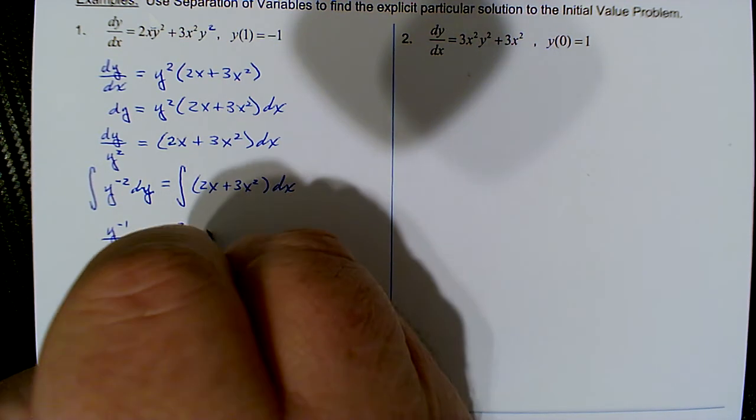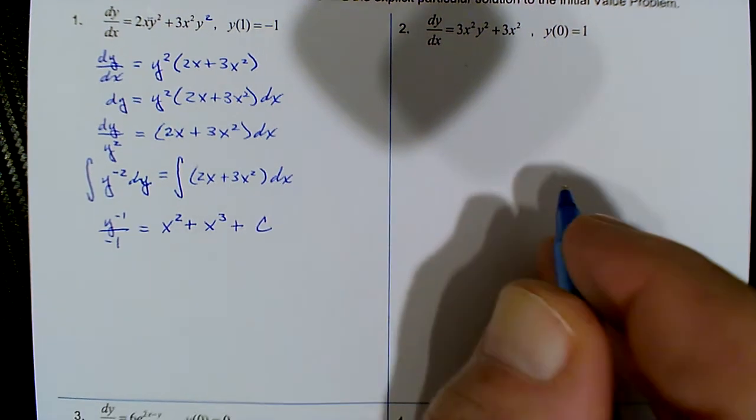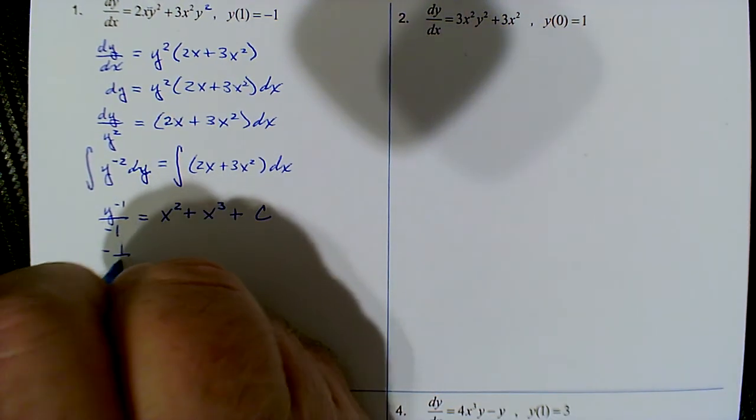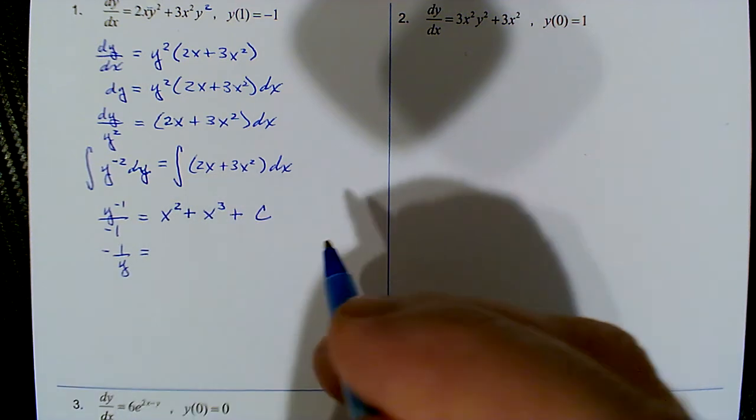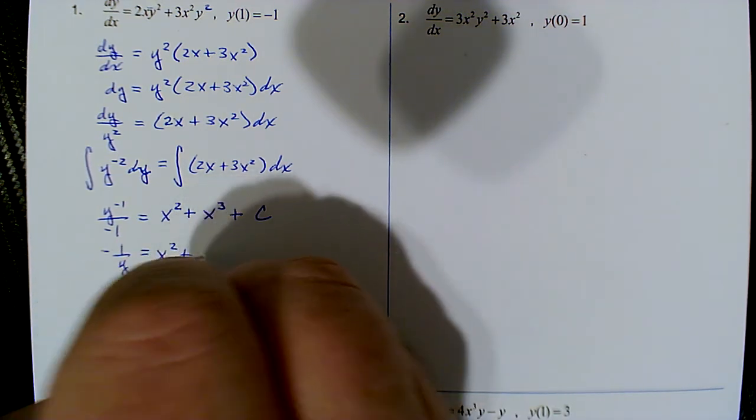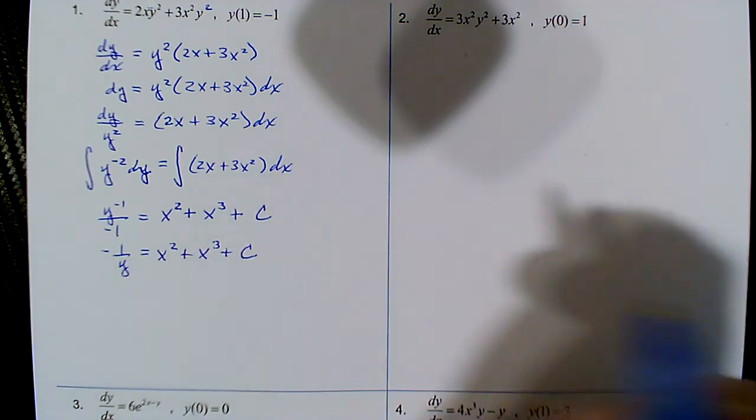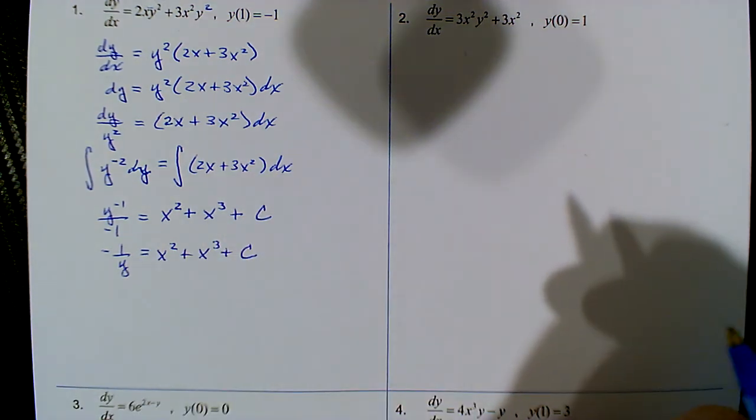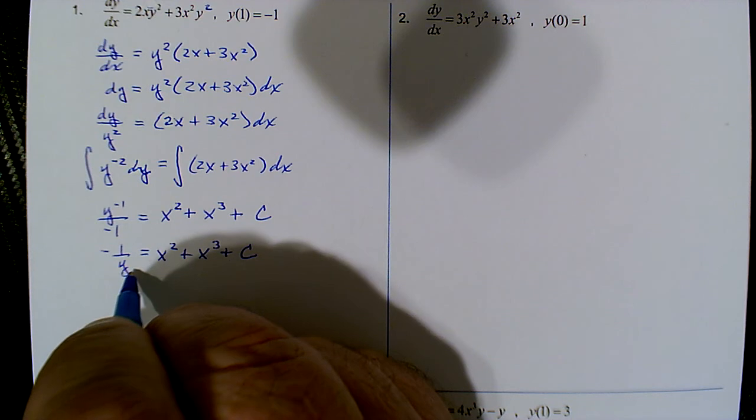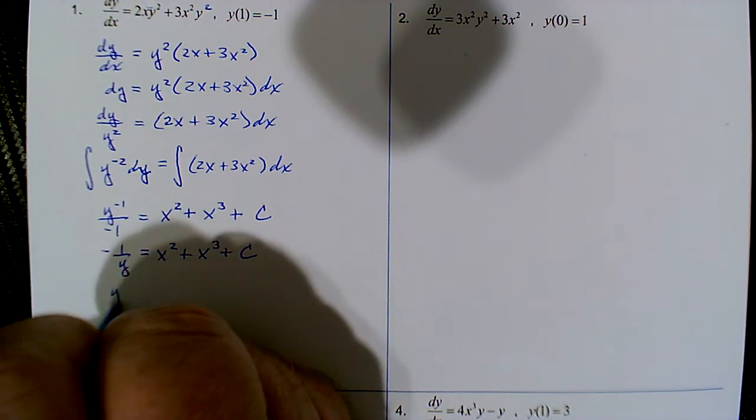And to solve for y, we could reciprocate both sides and also multiply by a negative. So y would be, say, negative 1 over the x squared plus x cubed plus c. And that is our general solution, explicit, because y is solved explicitly in terms of x.